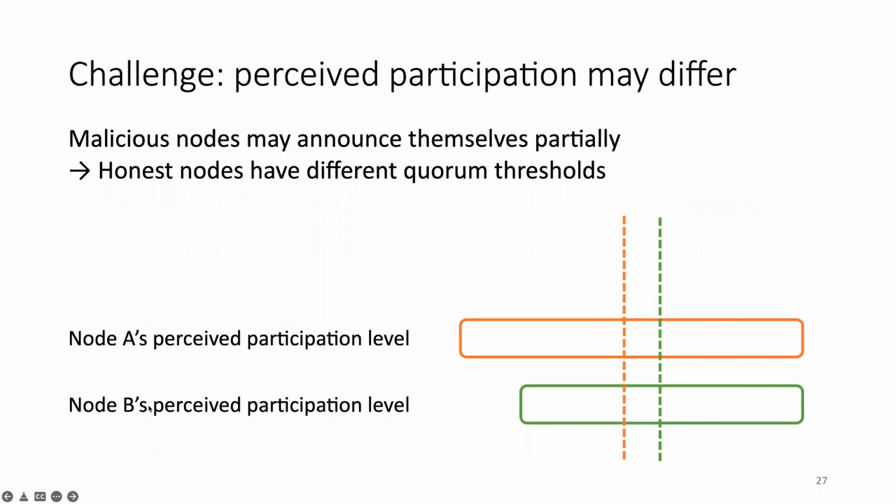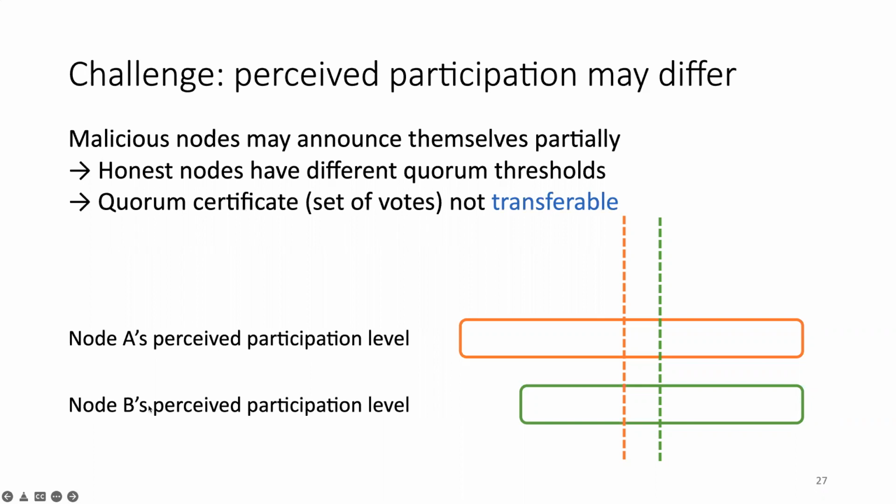Now the main challenge we need to overcome is that the perceived participation may be different at different nodes, because the bad guys can selectively announce themselves. We can try to forward the bad guys' announcements, but there will always be a delay in how much participation I perceive versus David perceives versus others perceive. And that is a major problem, because now our quorum certificates, a set of messages that form a quorum, are no longer transferable.